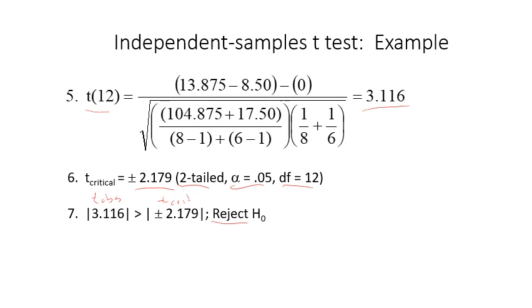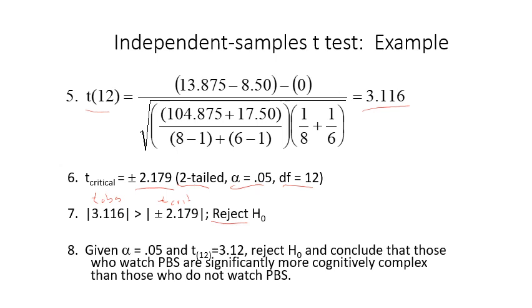Step 8 is state it in terms of the problem. So we've got, given an alpha of 0.05 and a t with degrees of freedom of 12 equals 3.12, reject H0 and conclude that those who watch PBS are significantly more cognitively complex than those who do not watch PBS. You notice I use the word significant here.